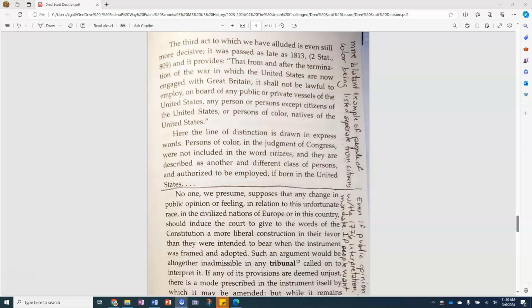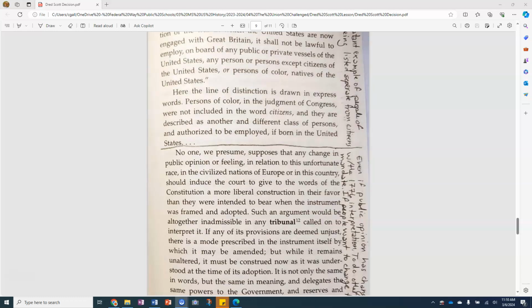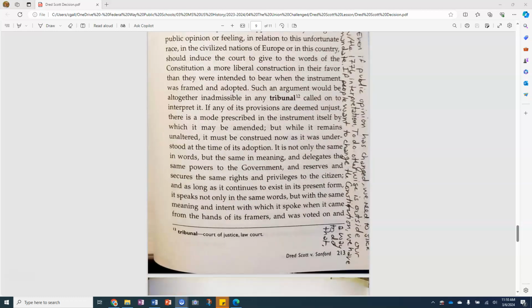They're described as another and different class of people, but are still authorized to be employed if born in the United States. And by the way, when they say natives of the United States, that's what they mean, is folks who were born in the United States. Okay, that's the way they're going to use that terminology.